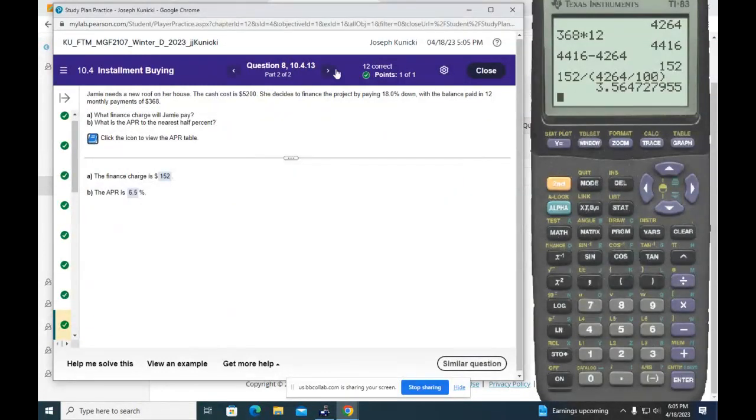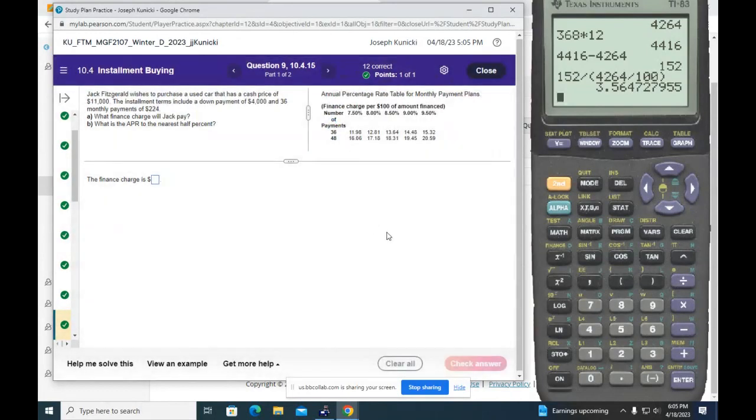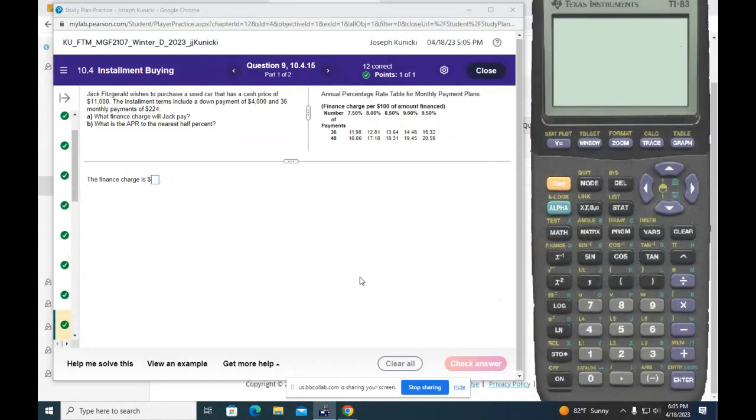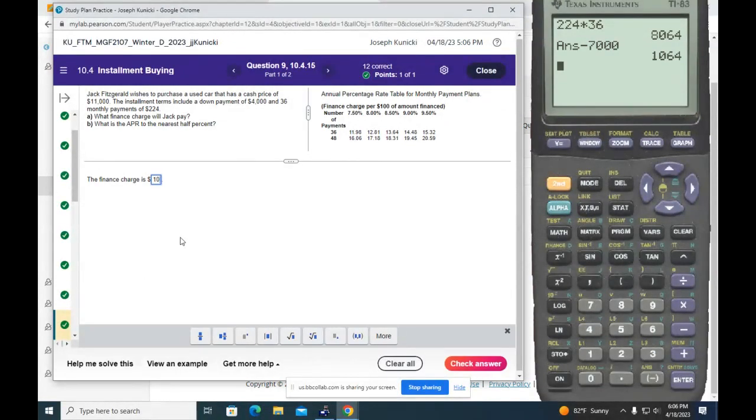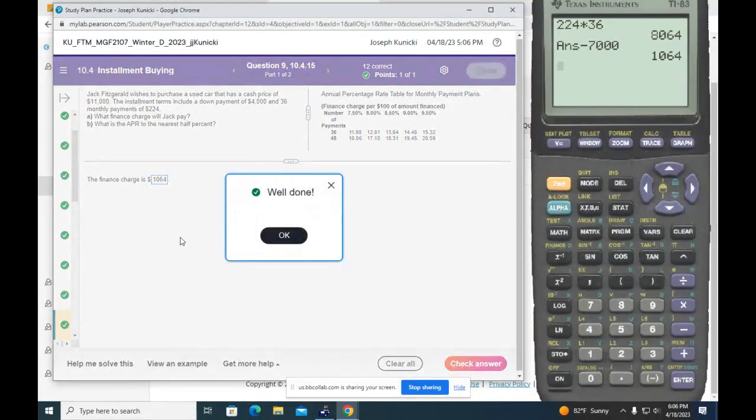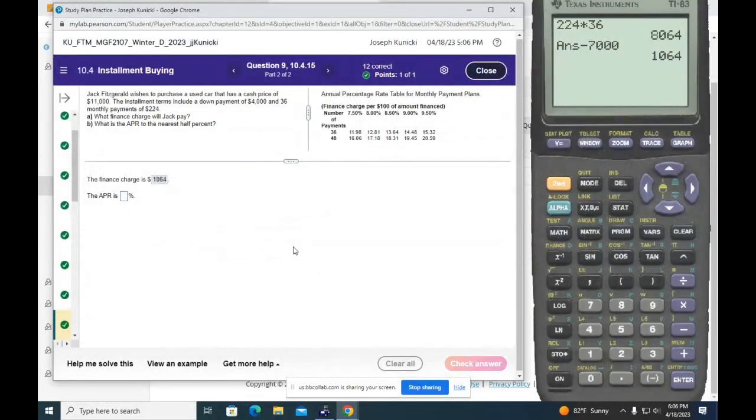I think we have another one like this where yeah, this one's straightforward too. Jack Fitzgerald wishes to purchase a used car that has a cash price of $11,000. Installment terms include a down payment of $4,000 and 36 monthly payments of $224. So he only borrowed $7,000. So I take the $224 monthly payments times 36, and I subtract $7,000 because that's the principal. So the finance charge is $1,064. Is that too fast? Okay, so that's his finance charge.